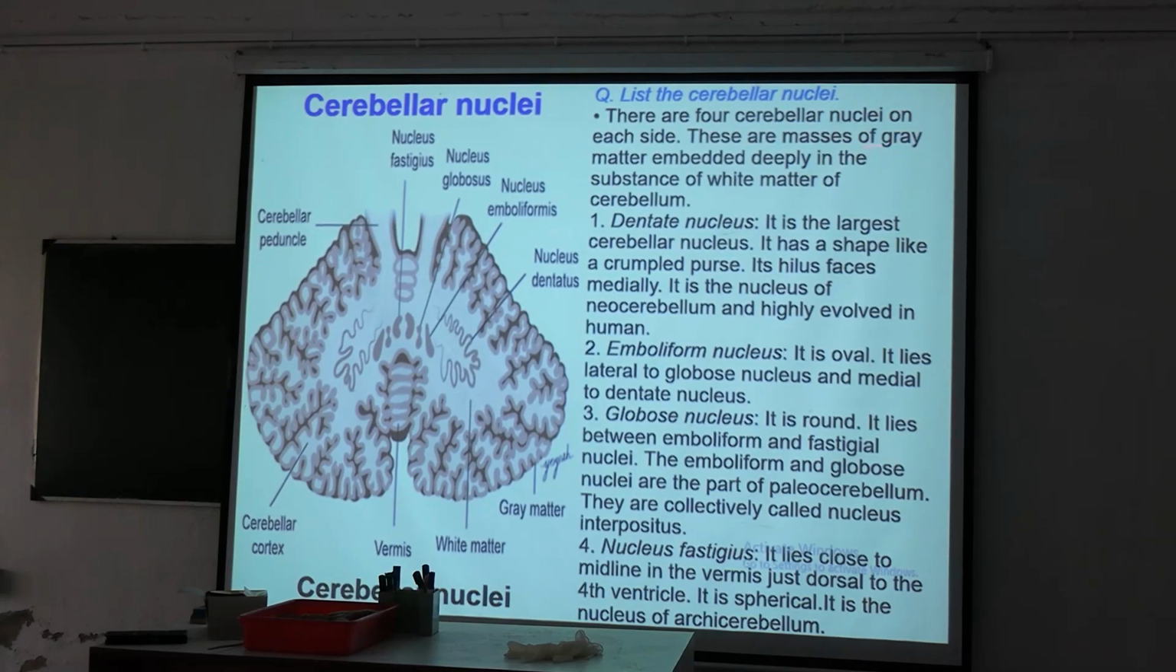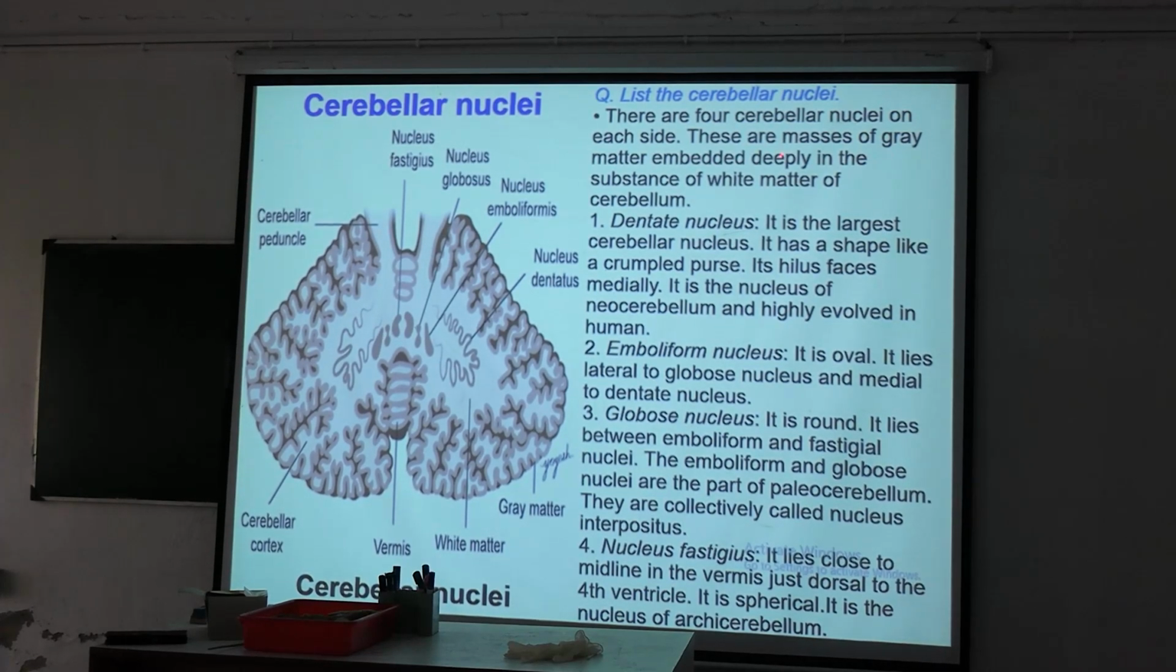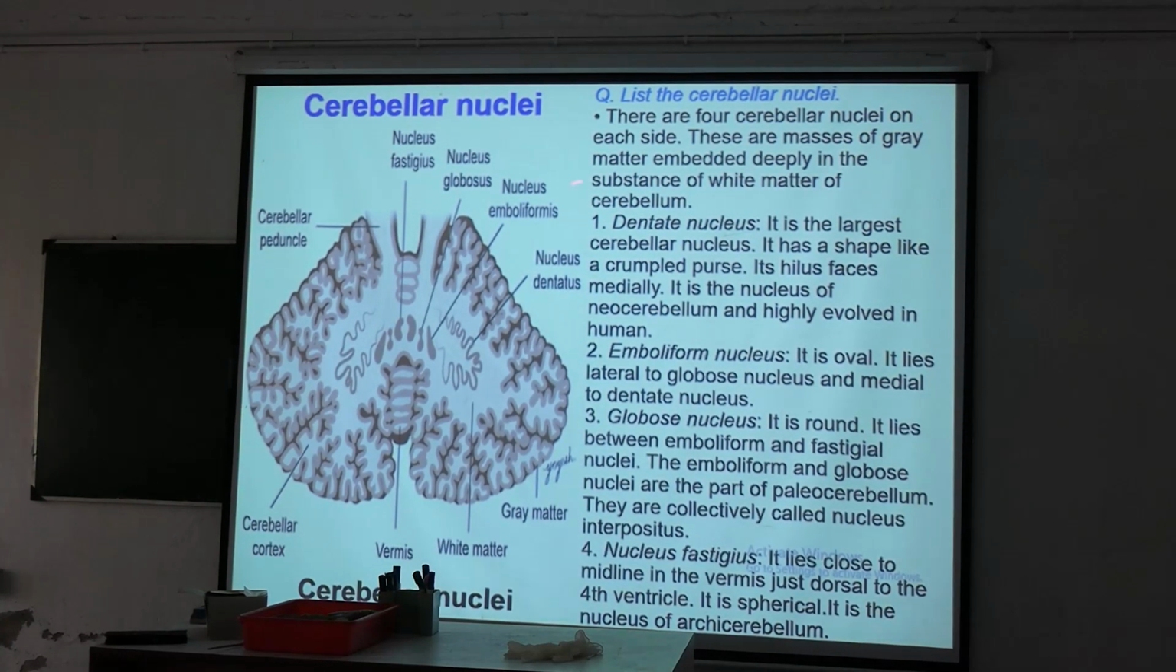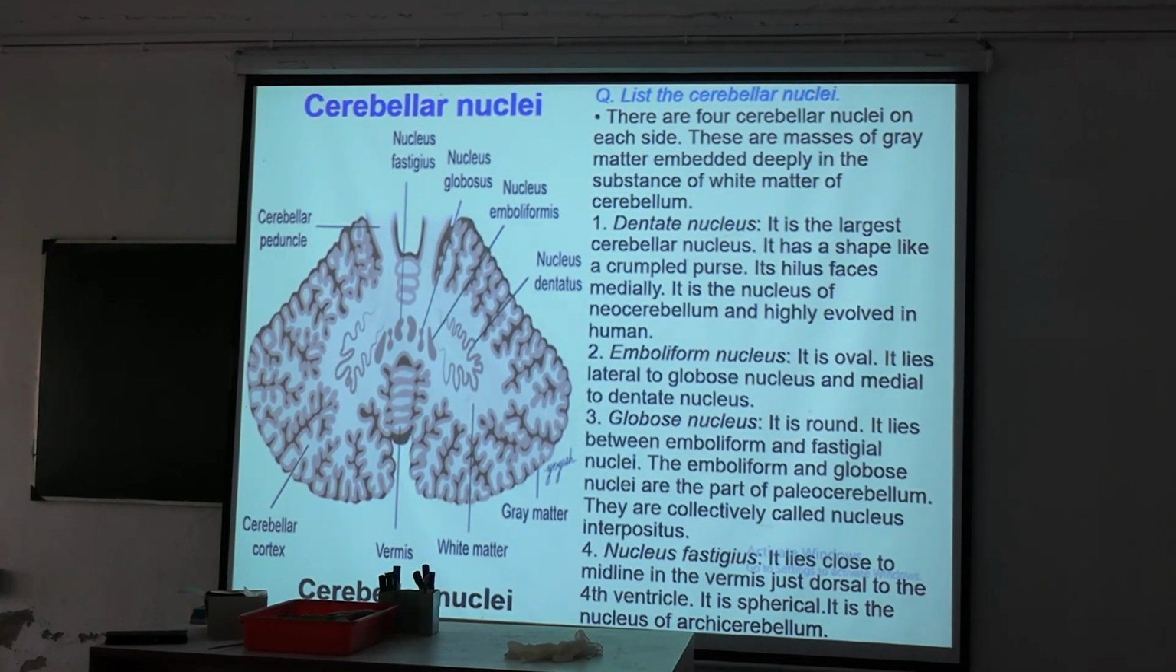So there are four cerebellar nuclei on each side. These are masses of grey matter embedded deeply in the substance of white matter of the cerebellum. First one is dentate nucleus.